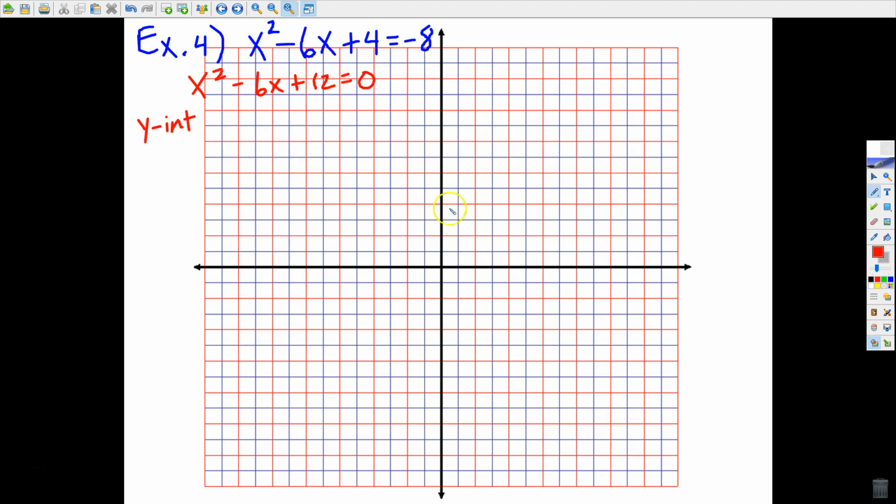Y-intercept is going to be 12, the constant. The AOS equation, x equals something. It's the opposite of b, which is -6, over 2 times a, which is going to be 2. And it's the opposite of -3, which is +3. Well, at least we got over on the other side.